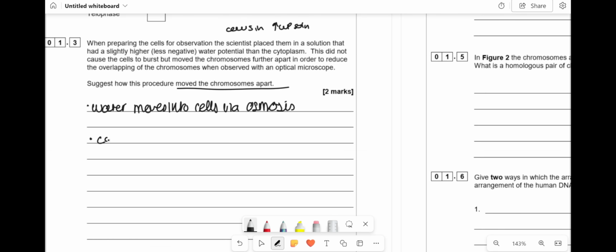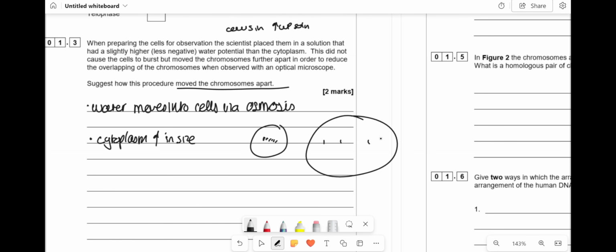So the cytoplasm gets bigger in size, or you could say the volume of the cell increases. And that makes sense, because if I've got a cell here with the chromosomes all nice together, and I add water, it's nice and spread out. This is exaggerated. They're nice and spread out. That's the only explanation you can say. So just make sure you remember to work with what the question is saying.